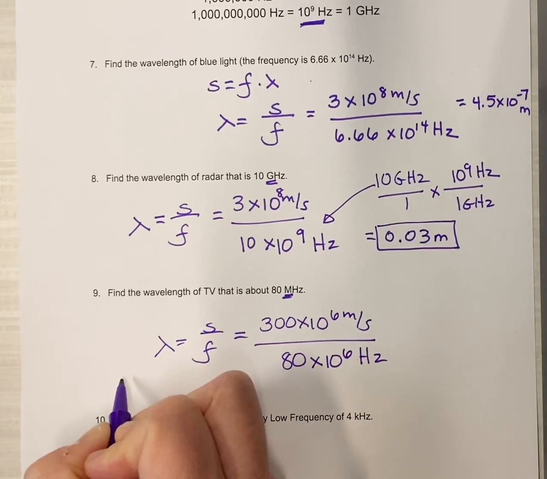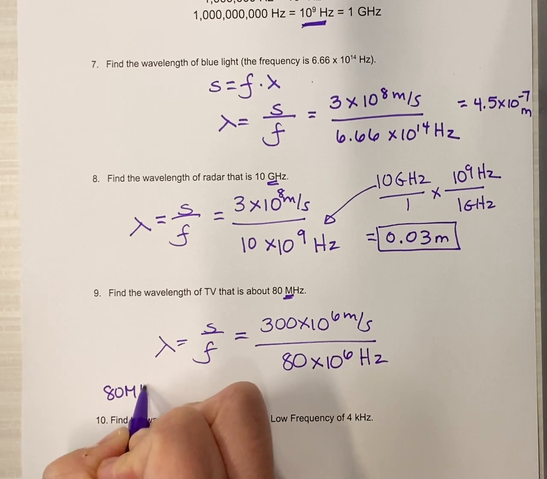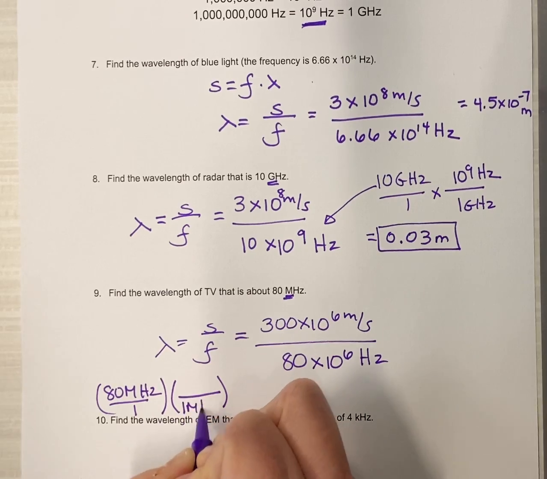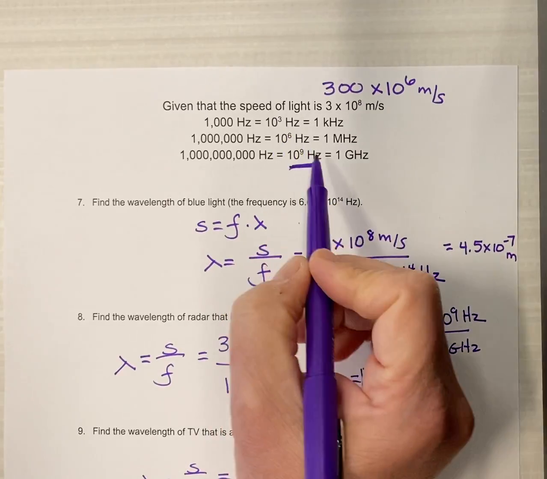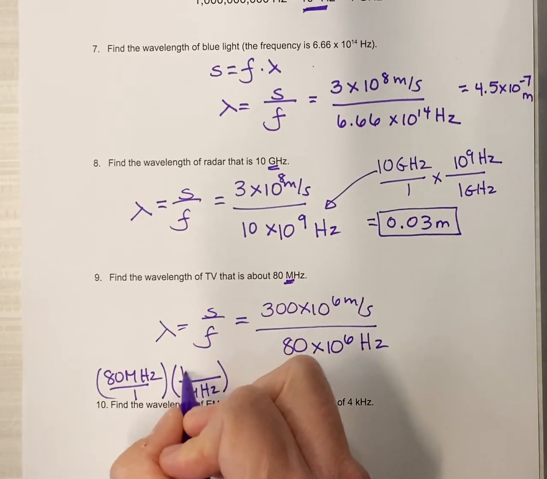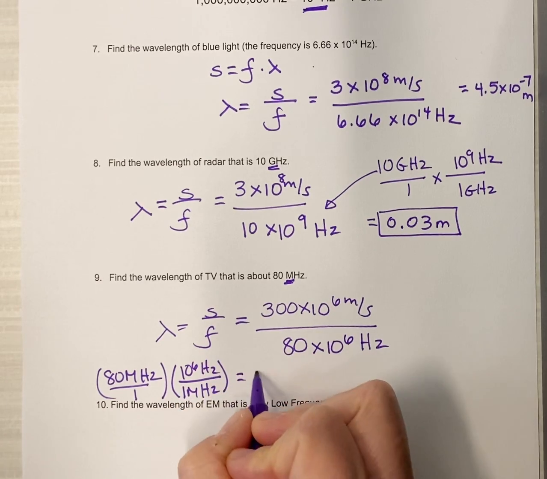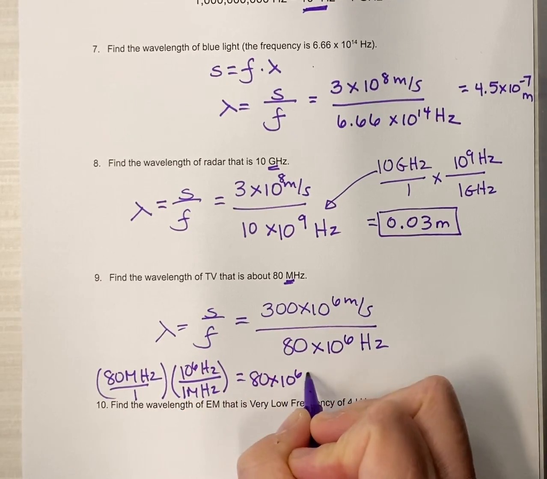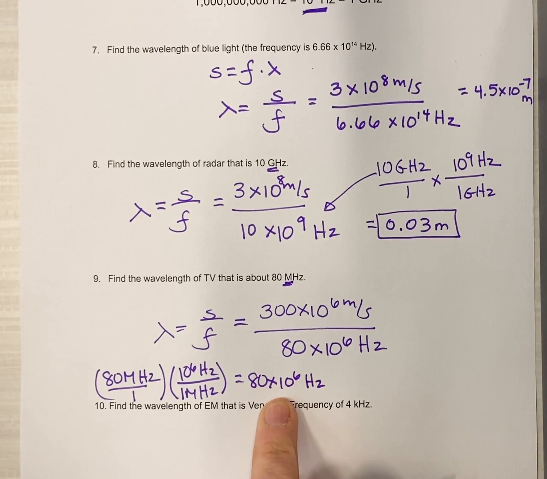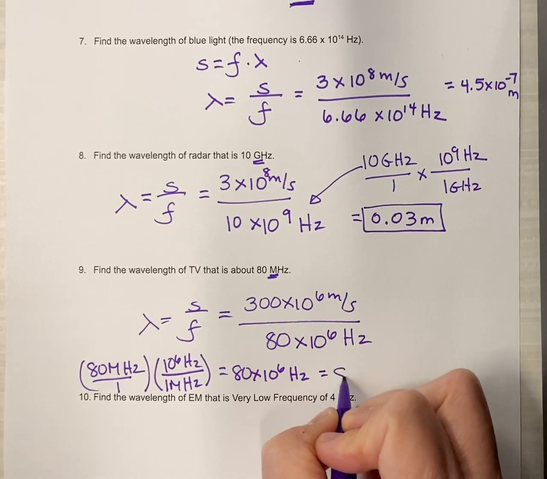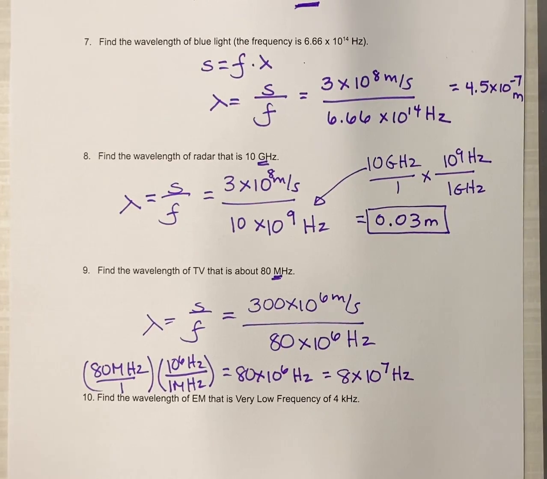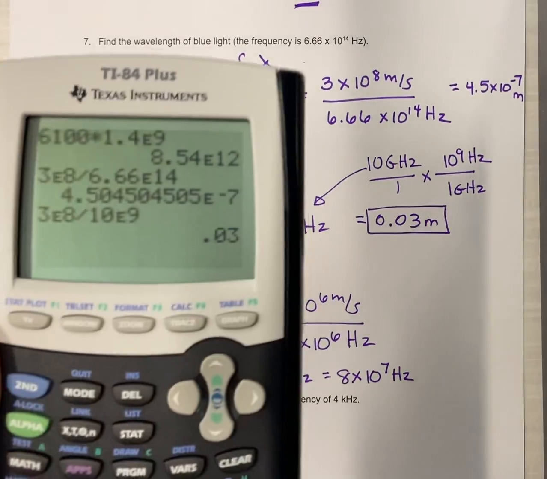How did I get that? I'll put this right over here: 80 megahertz over 1, just like our conversions before. 1 megahertz, if I look up here, is 10 to the 6th hertz. So I get 80 times 10 to the 6th hertz. Or your calculator might show it as 8 times 10 to the 7th hertz. Same thing. So here, I can put that in my calculator.